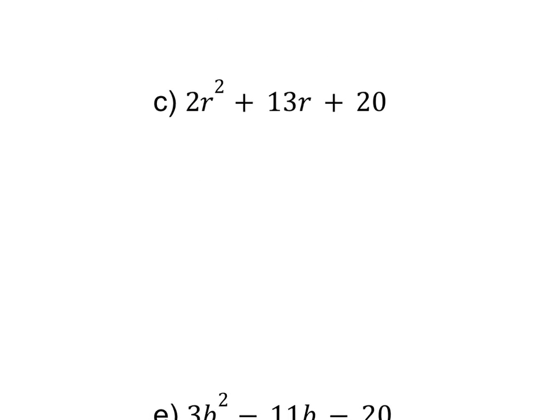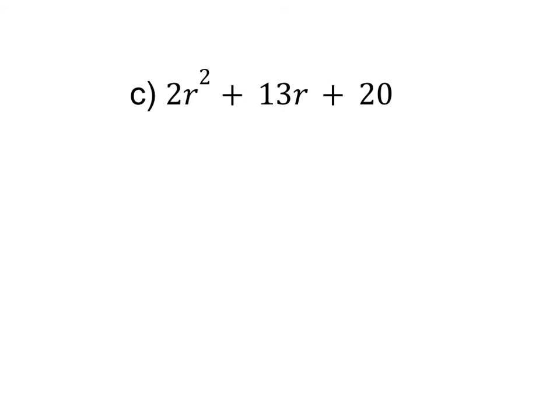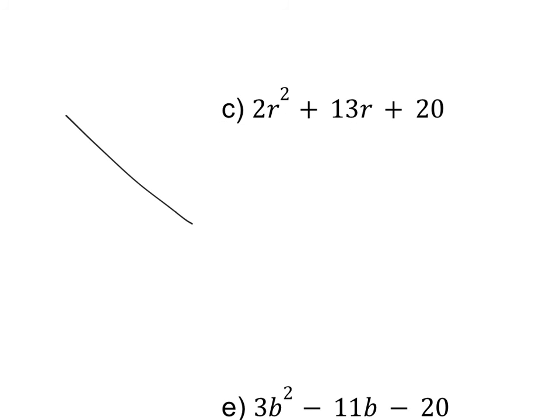Okay, let's do a few more. So out of here, we need 2 numbers that multiply to be 2 times 20, which would be what multiplies to be 40, and adds to be 13. Ooh, I gotta think about this one for a second.